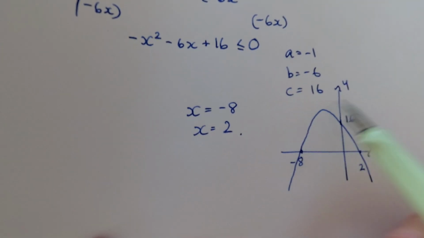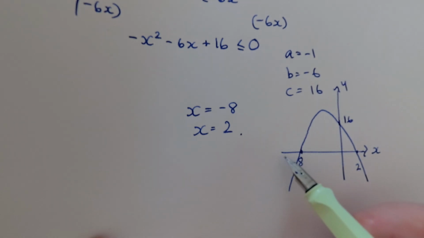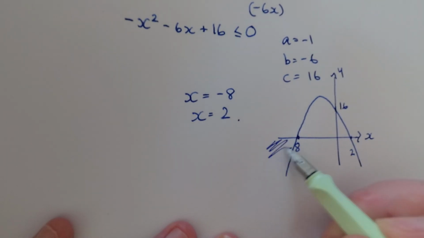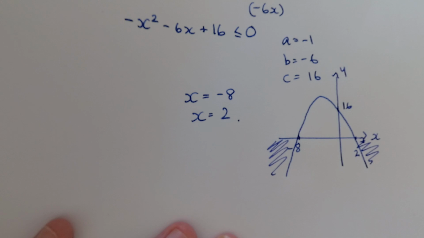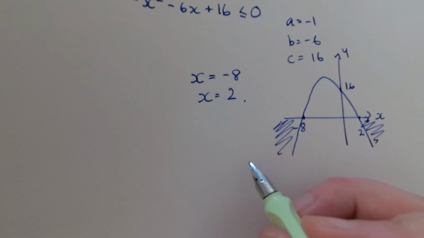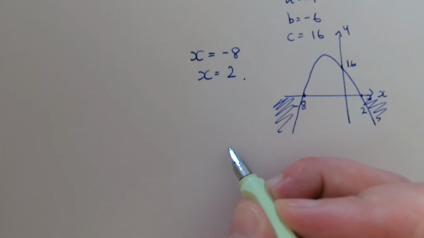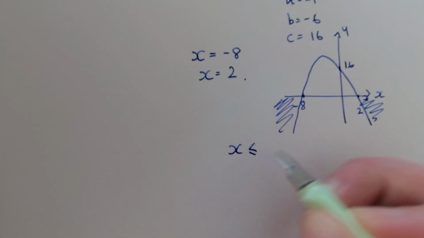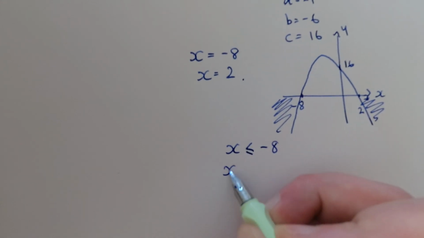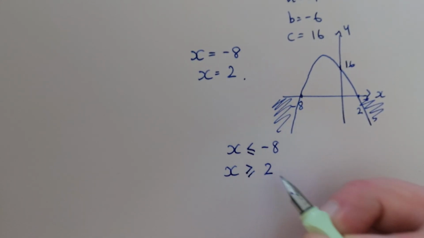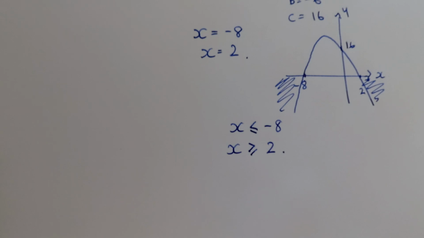And we want the region where this graph is less than 0. So again, like the last example, it's going to be at the tail ends, below 0 at those points. So our solution is x is less than or equal to minus 8, and x is bigger than or equal to 2. Okay, hope that helps.